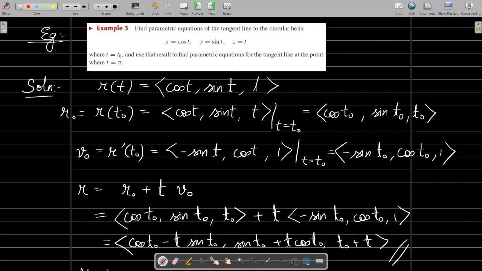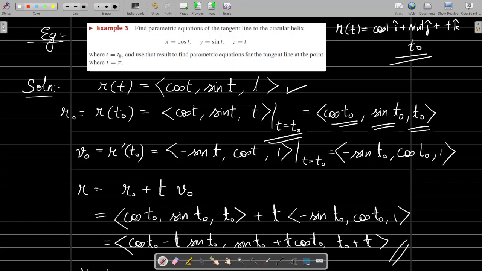We have to find the tangent to this function, say r of t is equal to cos t i plus sin t j plus t k, at the point t naught. So you write down your given function and find its value at the point t naught. At the point t naught, r of t is cos t naught, sin t naught, t naught. So this is cos t naught i plus sin t naught j plus t naught k.